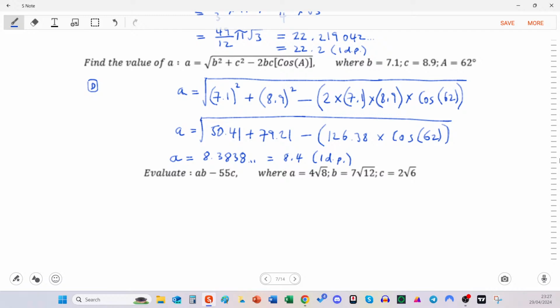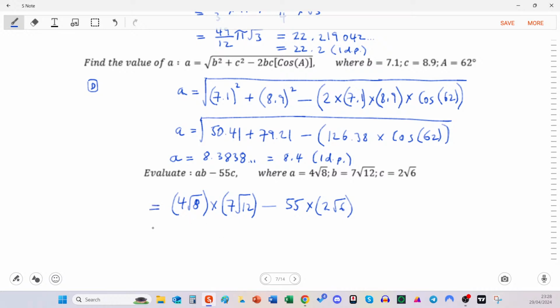Okay, lastly, evaluate AB minus 55C, where this is, oh, lovely. So this is testing not decimals this time, but surds. Yippee. So A times B, A is 4 root 8. I'm going to put this into brackets. Multiplied by B, which is 7 root 12. Take away 55, what? Multiplied by 2 root 6.